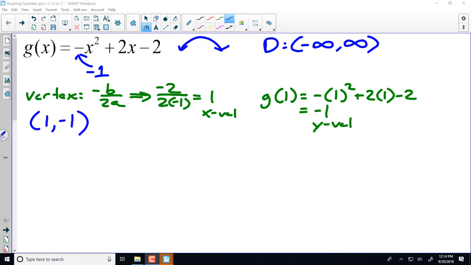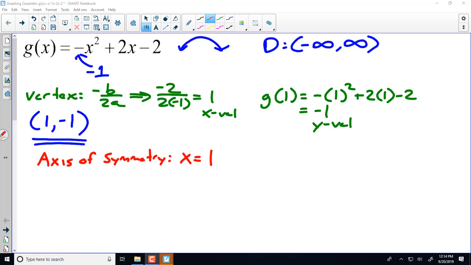Okay, now that we have our vertex, we can also come up with our axis of symmetry. Don't let the axis of symmetry spook you, everyone. Axis of symmetry is always a vertical line. So it's just going to be x equals, and it's going to be the same x value that you use in the vertex. So in this case, x equals 1.